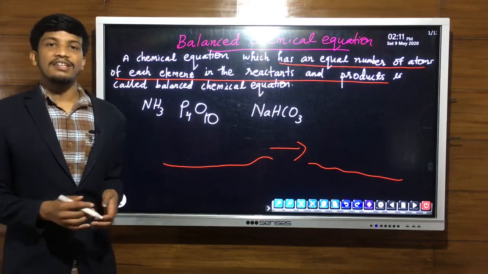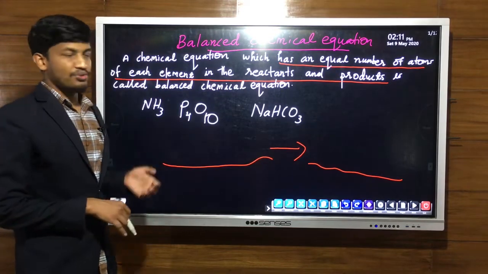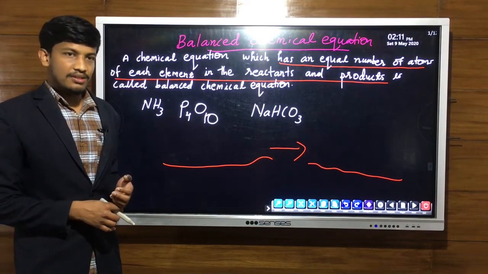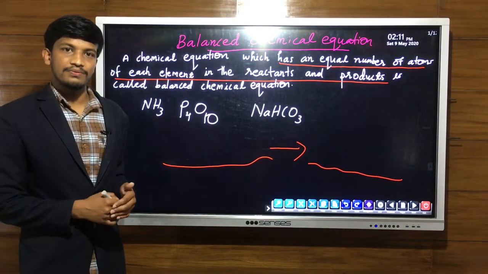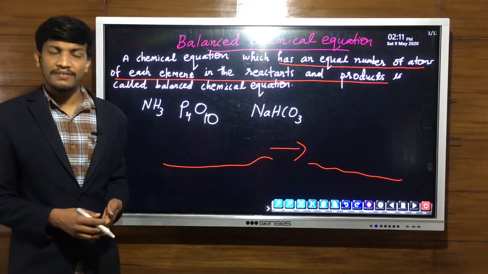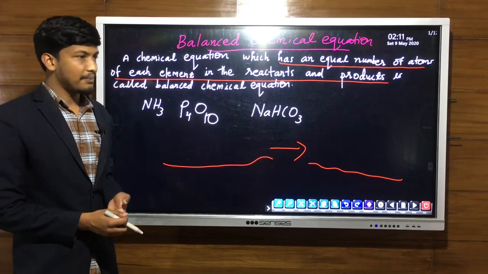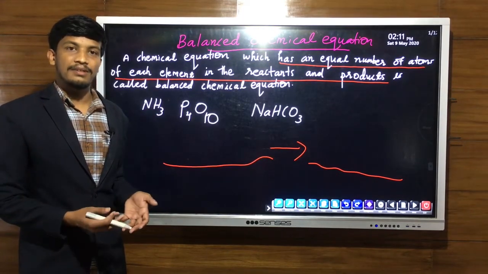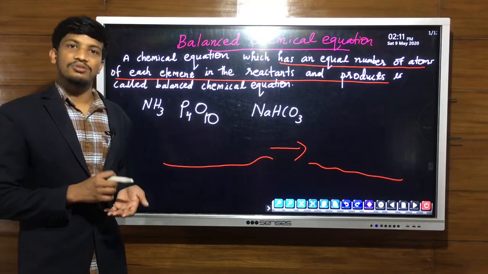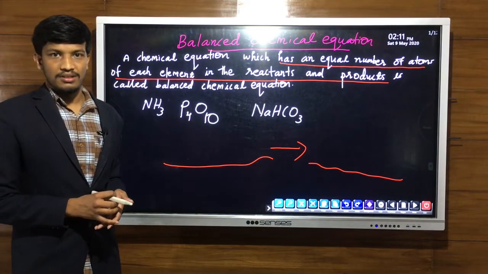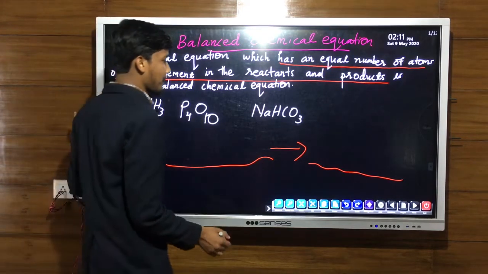Before we go for further discussion about balanced chemical equation, we have to know how to count the number of atoms. It is necessary to learn how to count the number of atoms of a compound. Then only we will be able to find out whether the given chemical equation is balanced or not. Because if we want to confirm that the given equation is balanced or not, we have to count the number of atoms. So first of all, we will learn how to count the number of atoms.